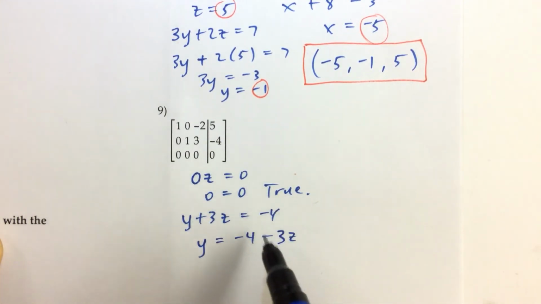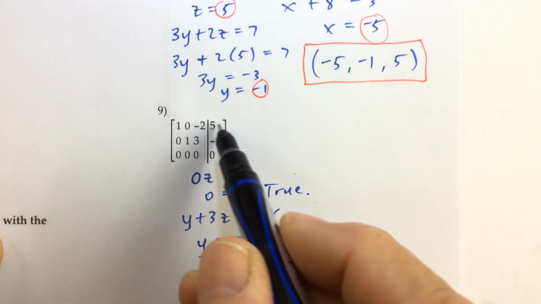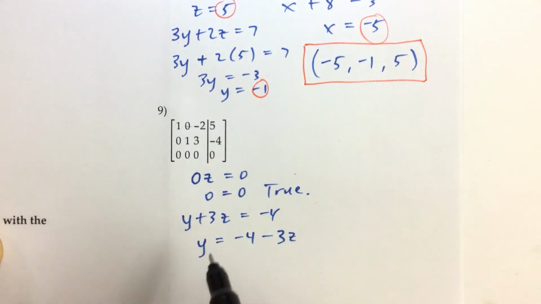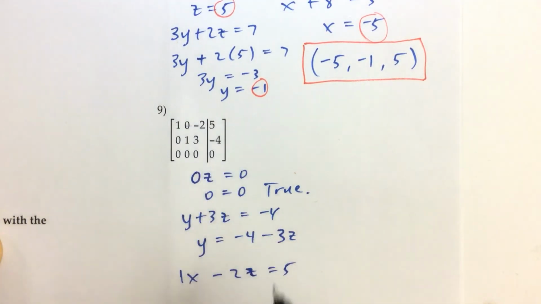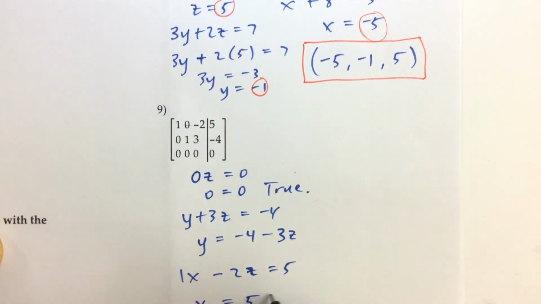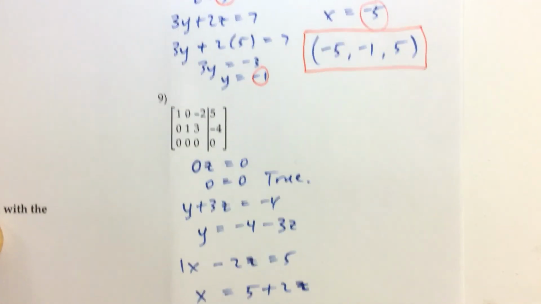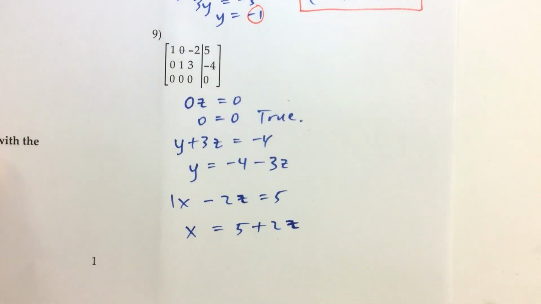And then when we replace z in the first equation with just z, we have 1x minus 2z is equal to 5. So we're just going to put z into the first equation as well, solving for x. So we get x equals 5 plus 2z. So basically, a system like this actually does have a solution. It's consistent. It's just all dependent upon what the value for z is.